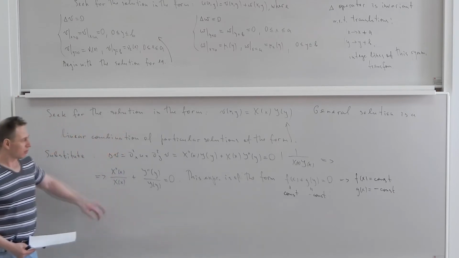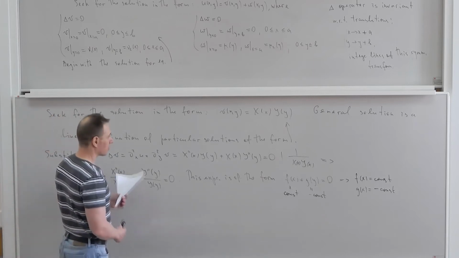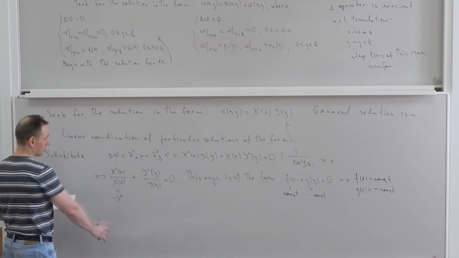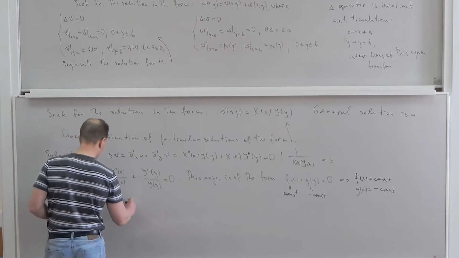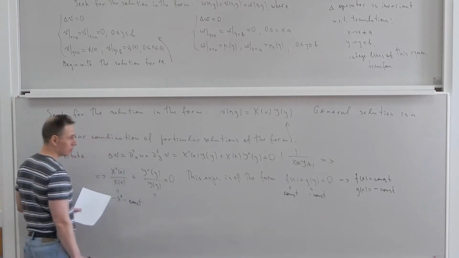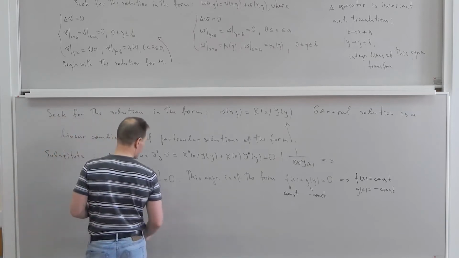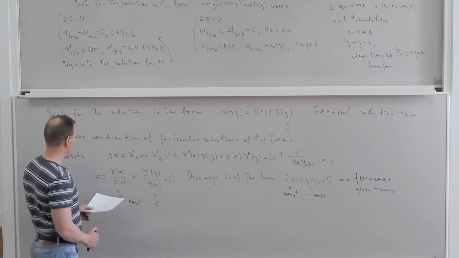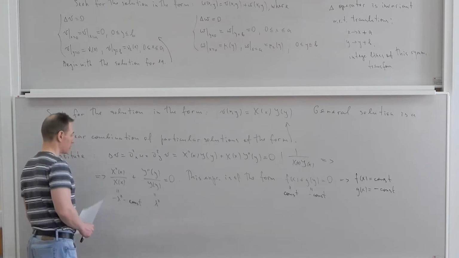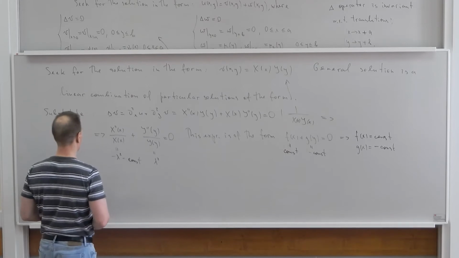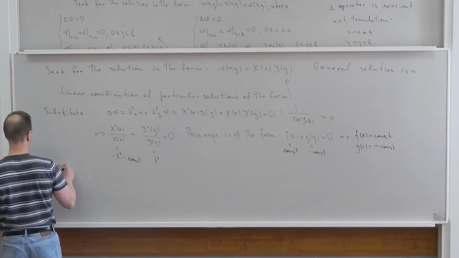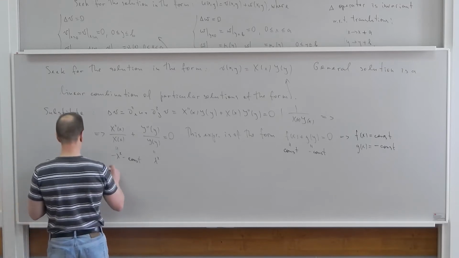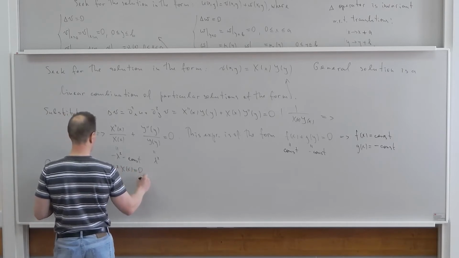Let us turn to this equality. We denote this ratio as minus lambda squared. This is some constant. And this ratio we denote as lambda squared. Then their sum is 0. So we have two ordinary differential equations. One.